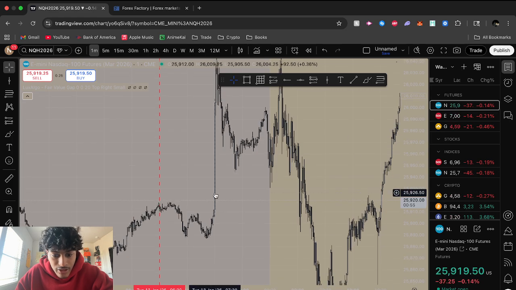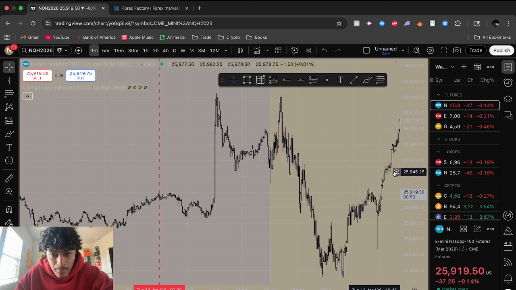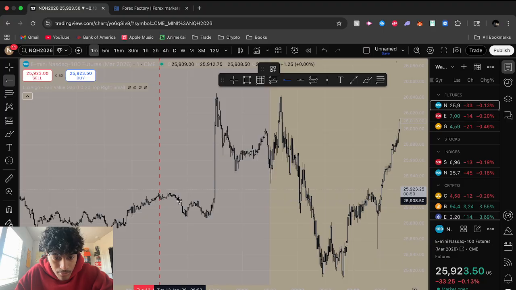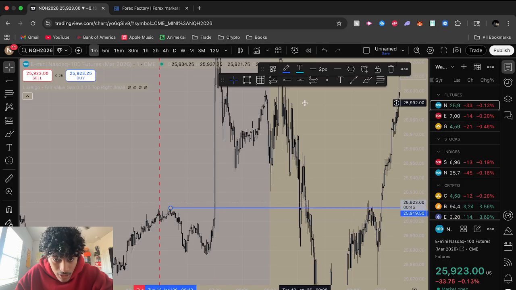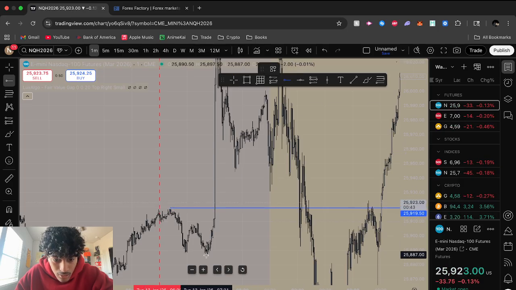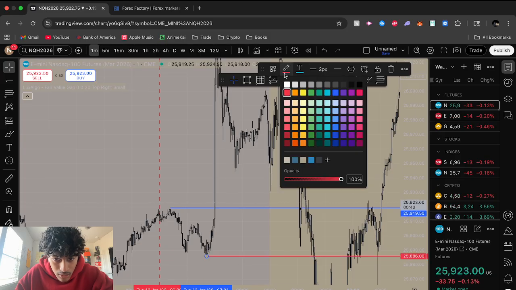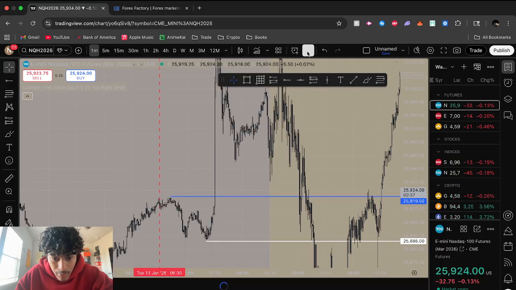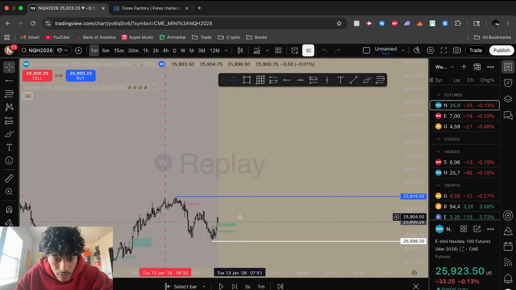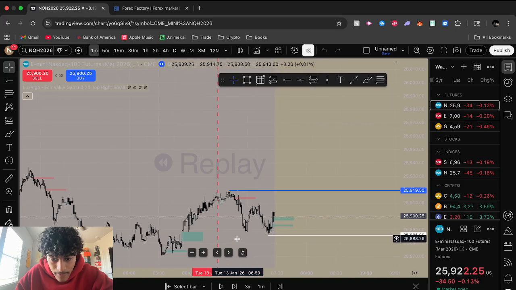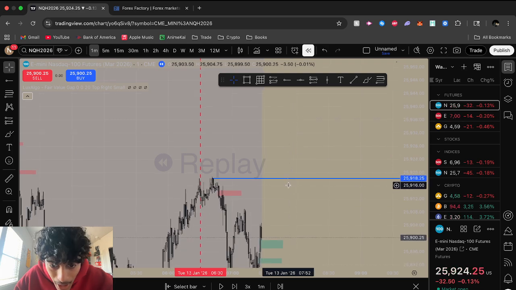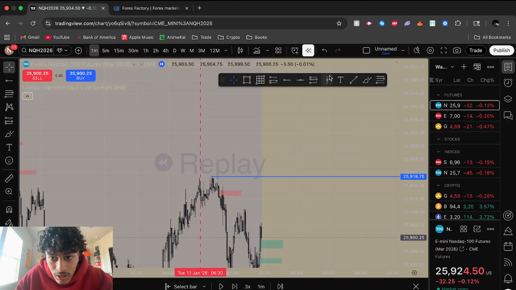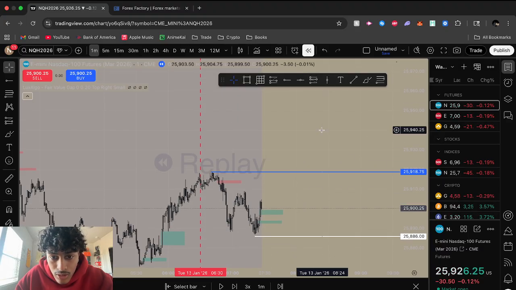CPI comes out at 7:30. This is just an example for today. Go an hour before. Set out the high, and set out the low. Oh, I can back test this like this. So this is what we're seeing before CPI. That's the high right there. That's the low.